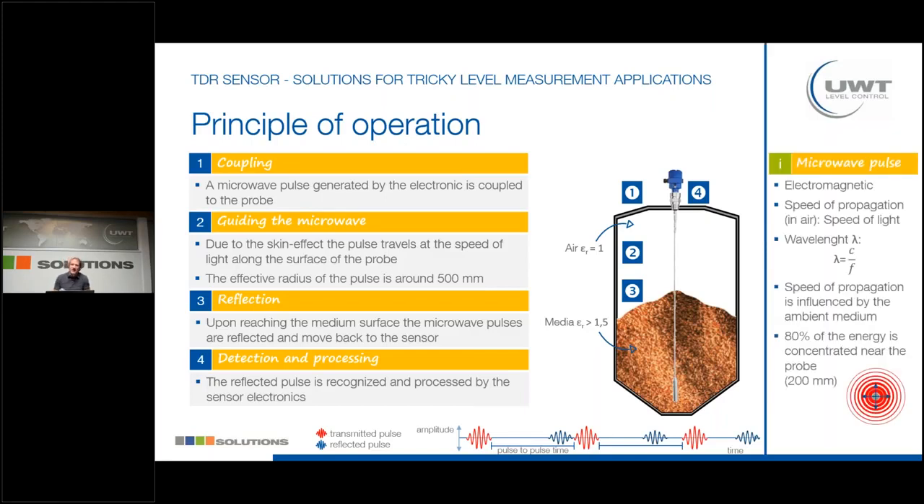And here we have some basic information about the microwave. It's electromagnetic. It travels under normal conditions, so when we have air, it travels with the speed of light. This is an important property of this microwave pulse for the level determination. And what is also important to know is that 80% of the energy we are sending out is really focused near the probe, in around a 200 millimeters radius. Although some parts of the energy do spread, so that we have this effective radius of 500 millimeters.